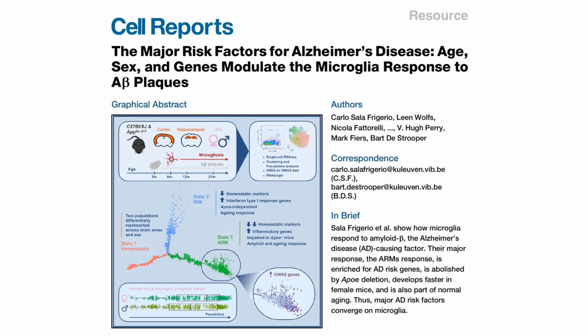And with that, I will close with the following slide, which demonstrates similar thinking in the context of Alzheimer's disease, showing here how risk factors of Alzheimer's, including age, sex, and gene determinants, actually modulate the microglial response to A-beta plaques.